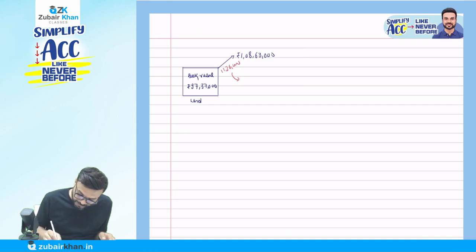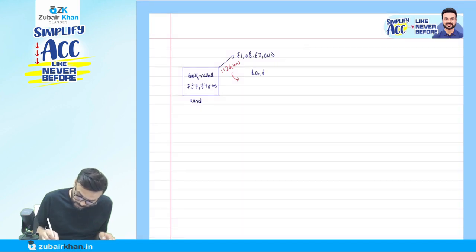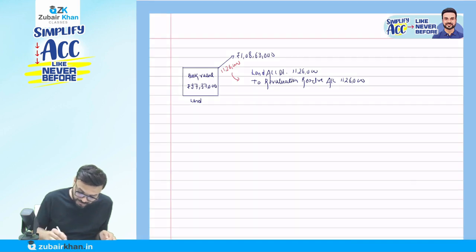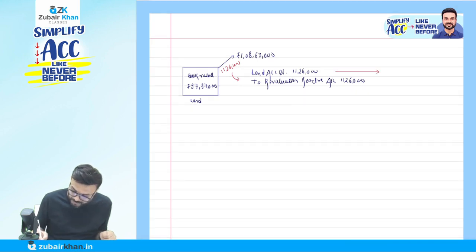Land account debit 11,26,000 to revaluation reserve account 11,26,000. Okay, so where will it come?